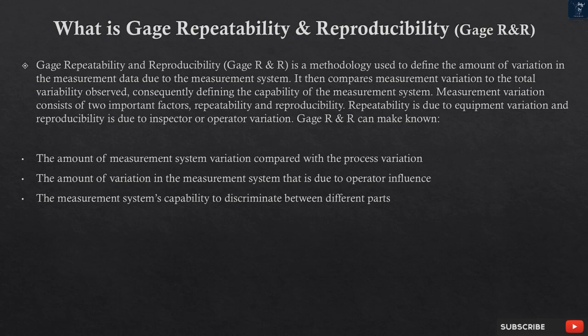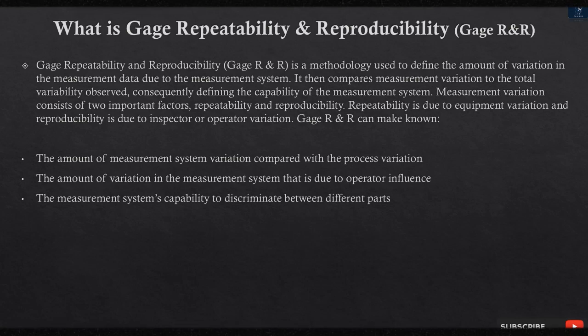GR&R can make known the amount of measurement system variation compared with the process variation. It also shows the amount of variation in the measurement system that is due to operator influence, and the measurement system's capability to discriminate between different parts.